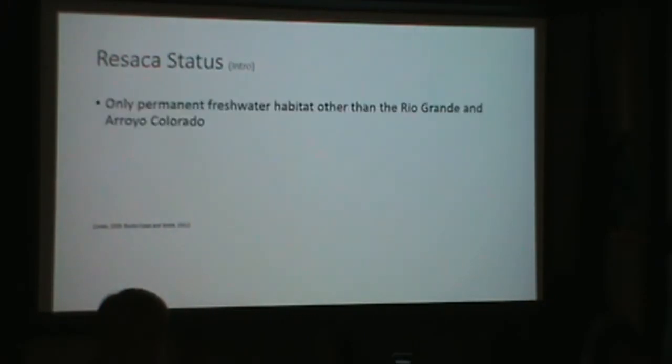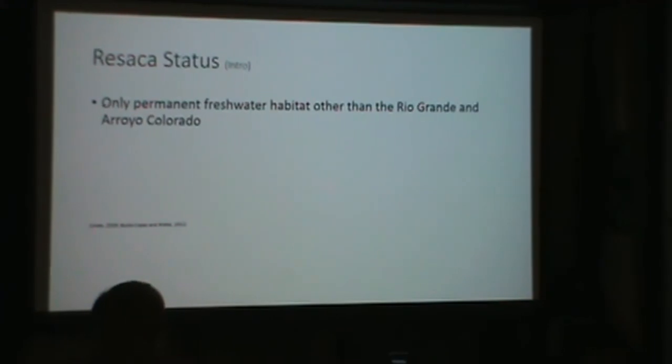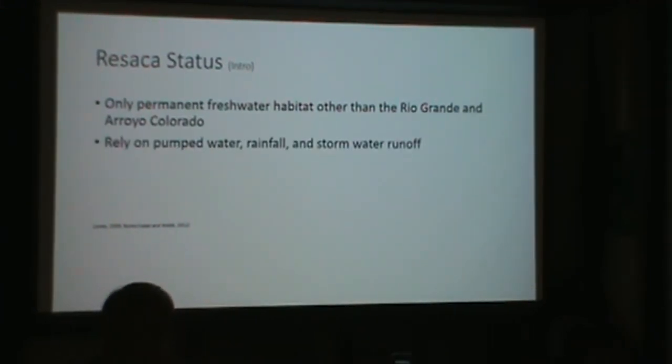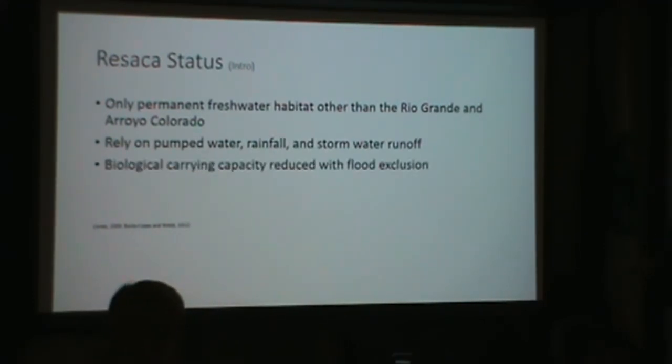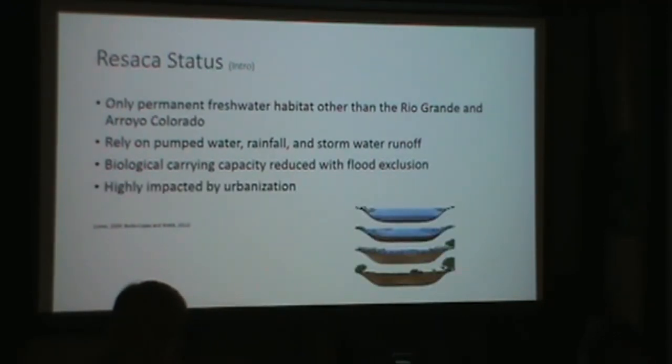All this is just background about resacas. Let me go faster on this. We know that the only permanent freshwater habitat, other than the Rio and the Arroyo Colorado, talking about permanent resacas, not ephemeral ponds, right, rely on pumped water, rainfall, and stormwater runoff. So these are novel ecosystems that are controlled, but very critical for many things. And they are in different health status. Some resacas are very degraded, very impacted by urbanization. Some are in much better health, biologically and ecologically.